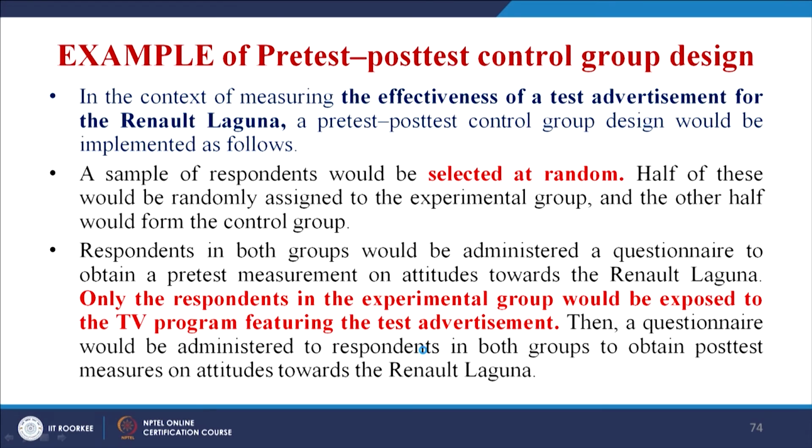Example: go to the same Laguna case, right. A sample of respondents would be randomly selected. Half of them would be assigned to the experimental group, so which half we do not know, and the other half to the control group, right.